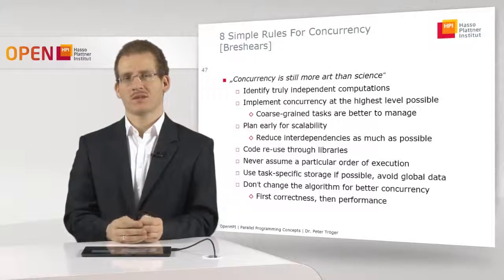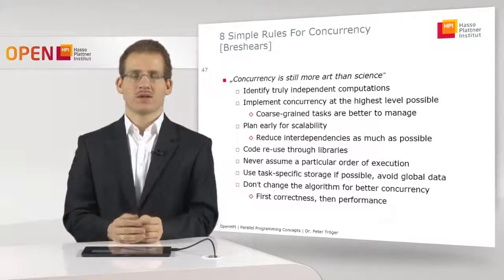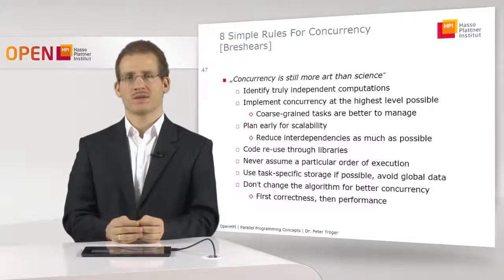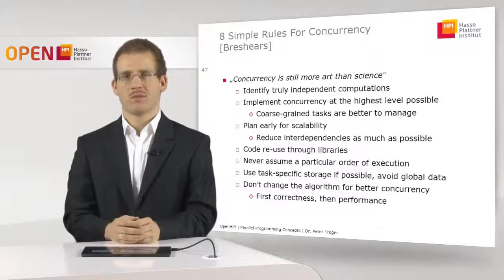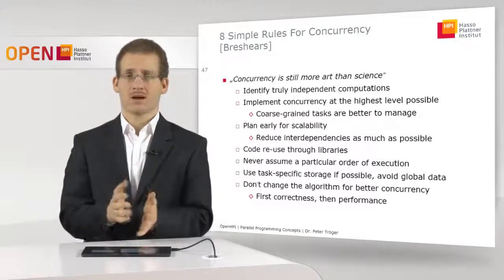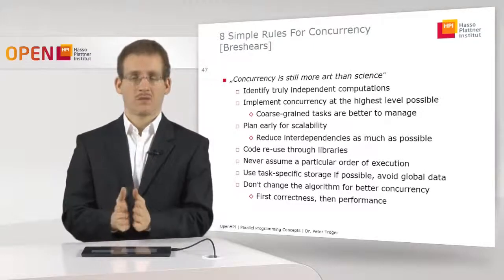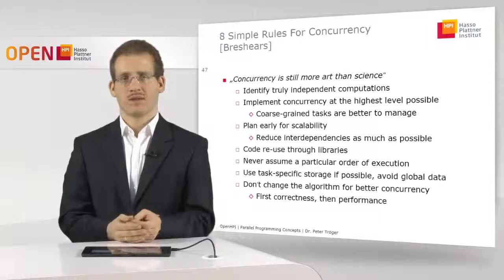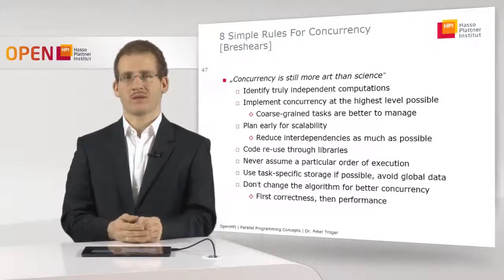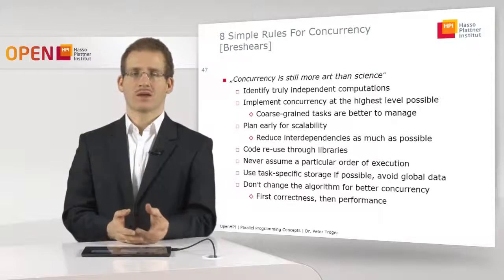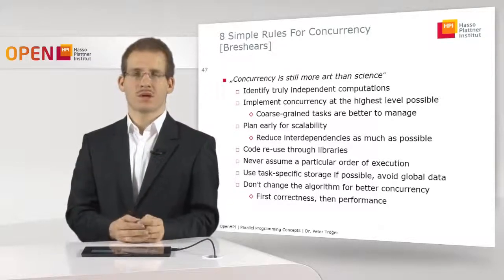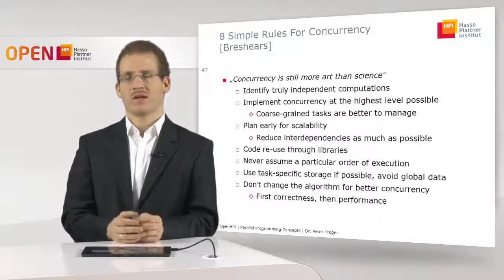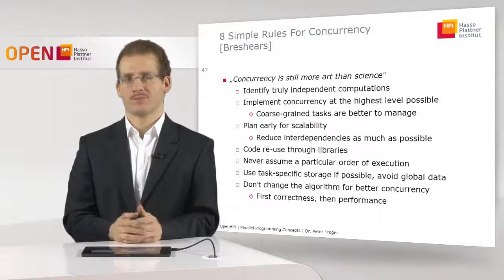And the last rule by Brashears, and this is more from a practice point of view, is don't change your algorithm for better concurrency. It may be tempting to squeeze out additional performance from your algorithmic implementations by bringing in a lot of concurrency, defining tasks, and doing a mapping on parallel entities. The question is always, do you have a good understanding of the algorithm so that you don't sacrifice correctness for performance? So if you introduce concurrency and you're no longer sure if this changes the correctness of your algorithm, then your concurrency might not be worth it.